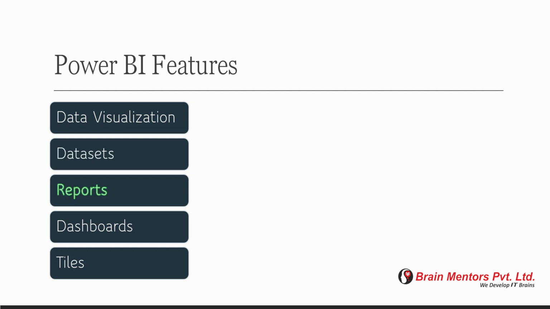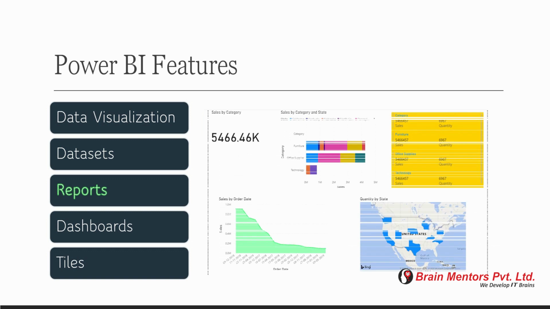Then we talk about the reports. What reports are? Reports are the collection of visualization that appear together on one or more pages. It's a report in Power BI. It's a collection of items that are related to one another. Then we have dashboards. Dashboard is a collection which contain tiles and widgets, and it is used to represent a customized view of some subset of underlying data sets.